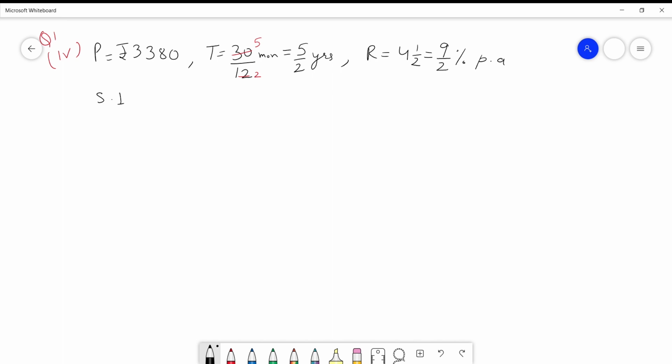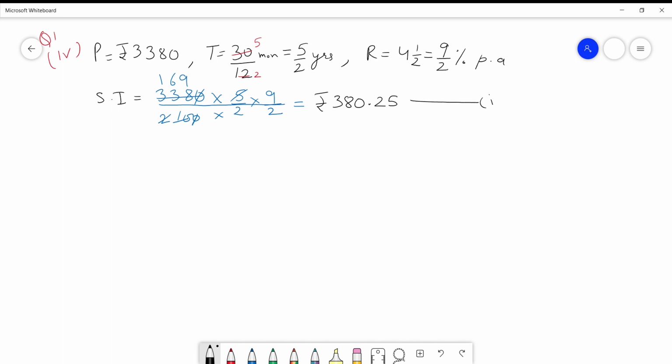Now find out the simple interest. My simple interest will be 3380 times 5/2 times 9 by 2 and 100 we have to put at the downside. Now cut this. Five twos are ten. So after solving it, we will get this as rupees 380 rupees 25 paise. This is my simple interest.